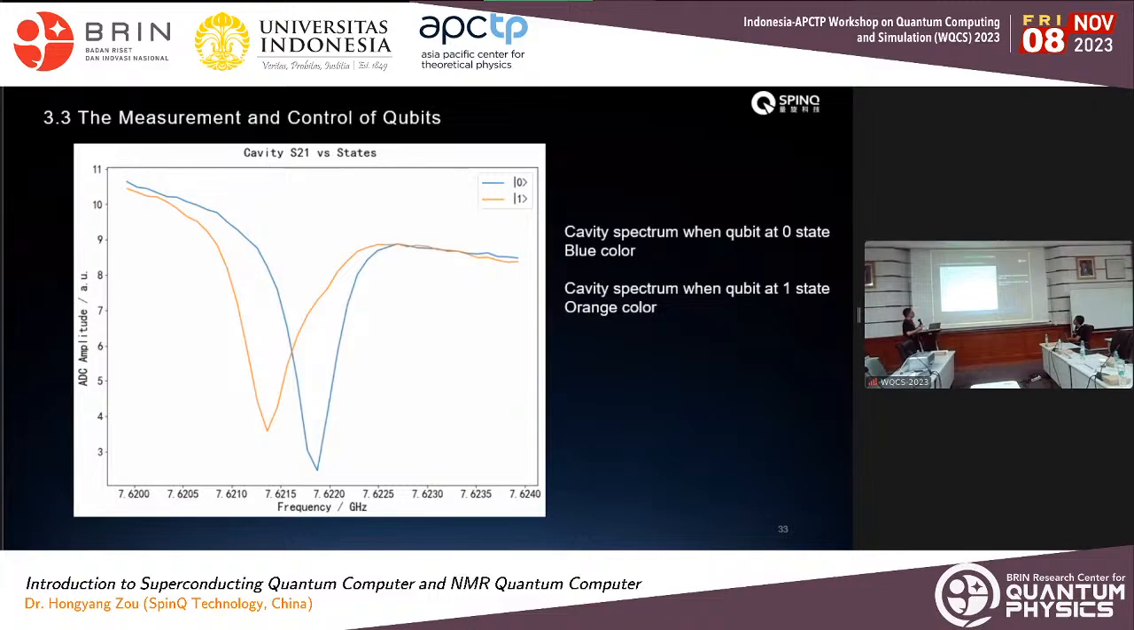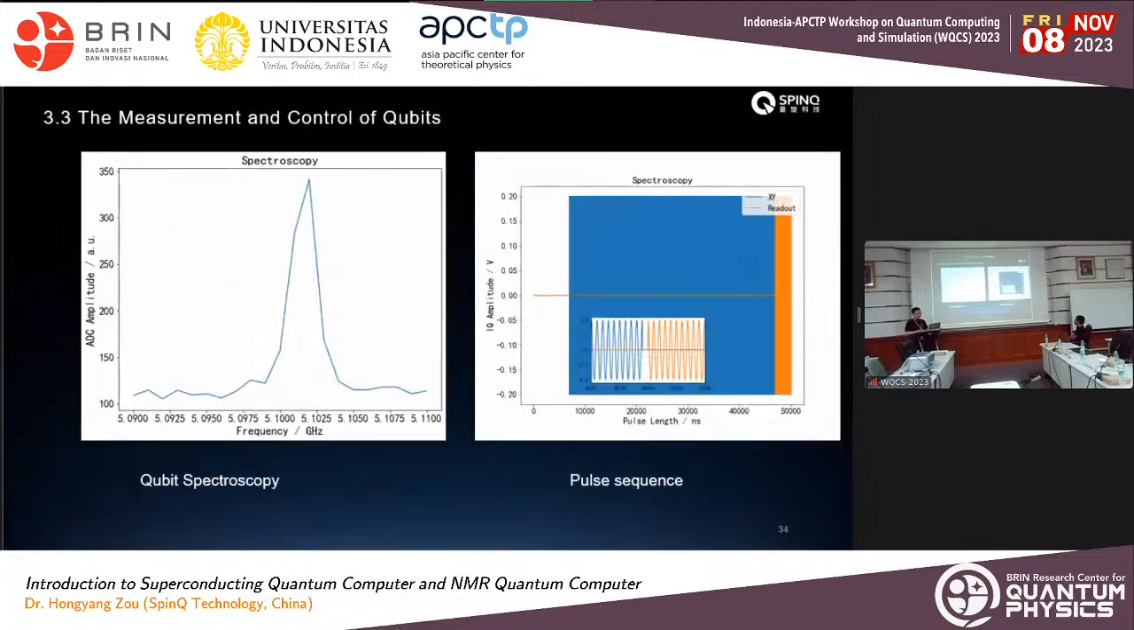Usually when we do our experiment, we don't need to measure the whole cavity spectrum. We just need to look at this one. I always look at this frequency. If the qubit is 0, I will get this dot, only one dot. And if the qubit is at 1 state, then I will get a dot here. So the amplitude has a big difference between them, so I can tell whether it's 0 or 1 of my qubits.